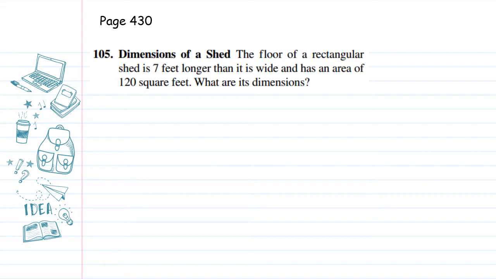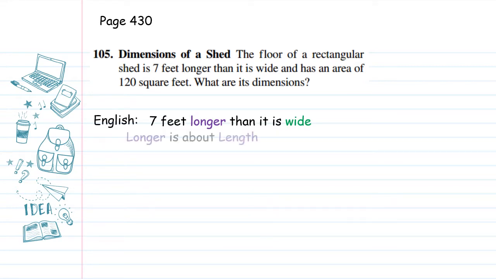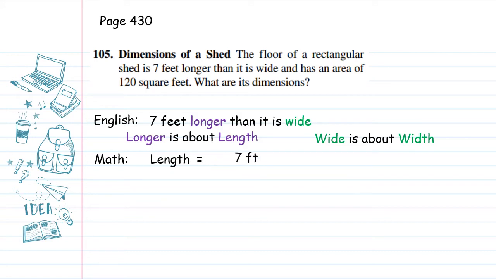So I look at the expression 7 feet longer than it is wide, which is in English, and note that longer is about length and wide is about width. So as a math expression, it turns into the length is, which is the equal sign, 7 feet more is the plus sign than the width.